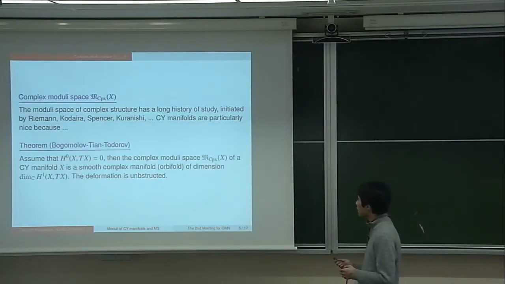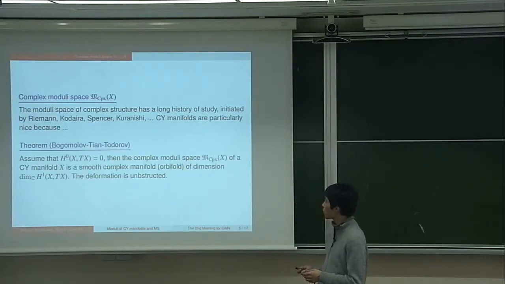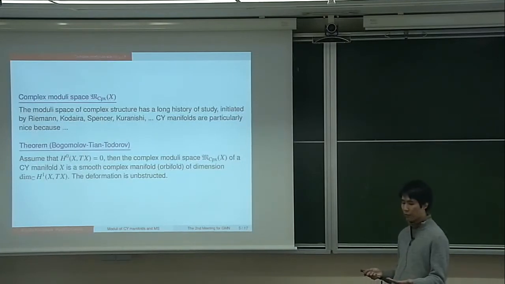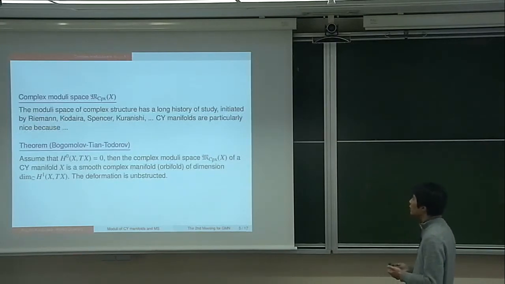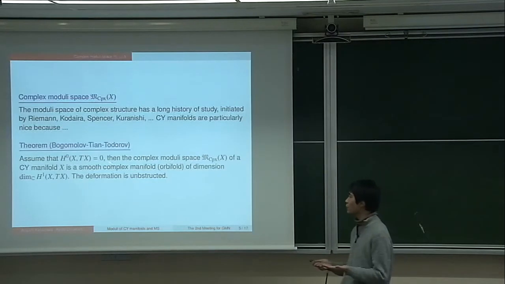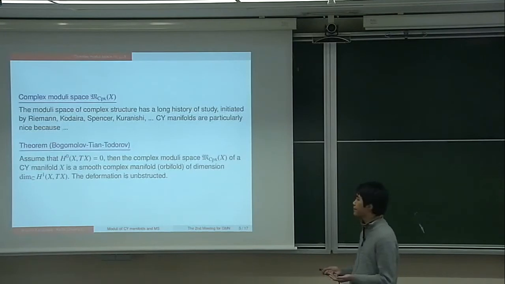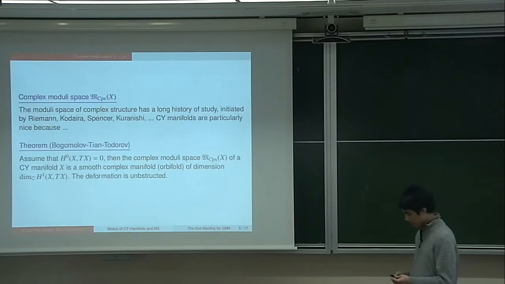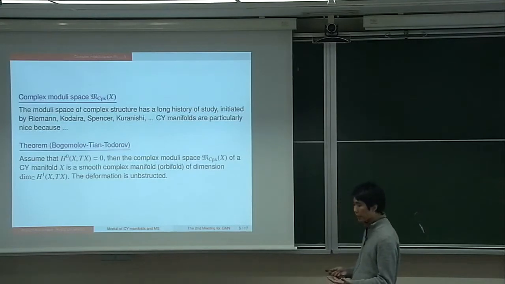So Calabi-Yau manifolds are particularly nice because of this theorem by Bogomolov and Tian-Todorov, claiming that assuming this vanishing of cohomology, which basically means there is no continuous automorphism, then the complex moduli of the Calabi-Yau manifold is a smooth complex manifold or orbifold of dimension H^1 of the tangent bundle. More precisely, the deformation is unobstructed. So the space is nice because of this theorem.